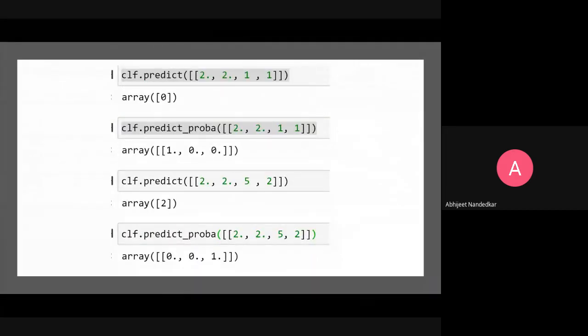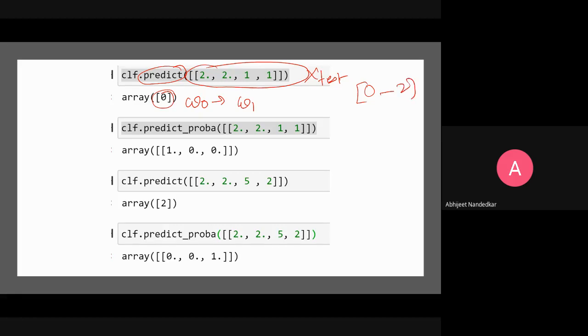Suppose I want to check a new input like this. Say this is my new input vector, 2211. I want to check which class it belongs to. Then I will use clf.predict. Predict is the function to which you pass this x test. It is declaring it as omega 0, which in this case means omega 1. Python starts from 0, so 0 to 2 in this case, because there are three classes.